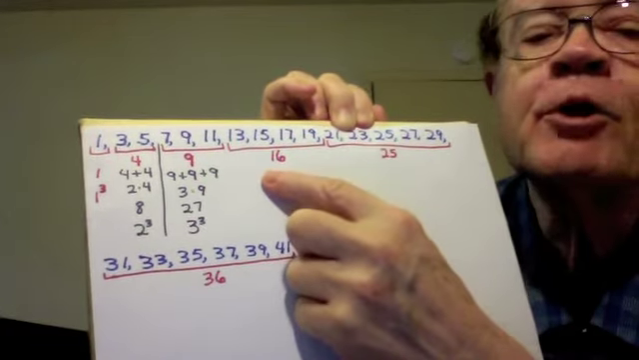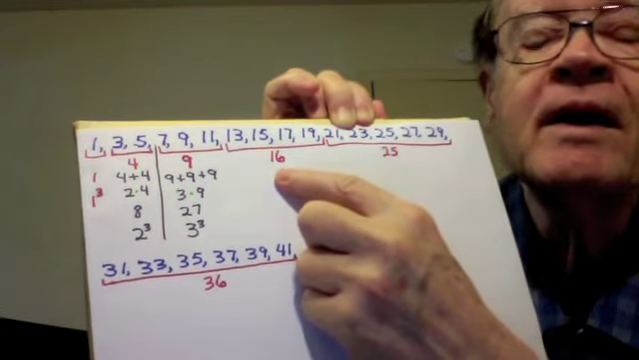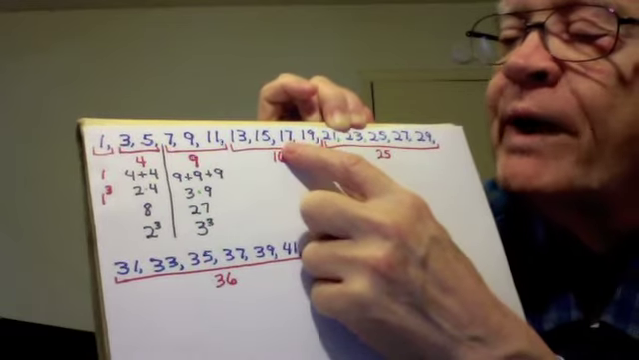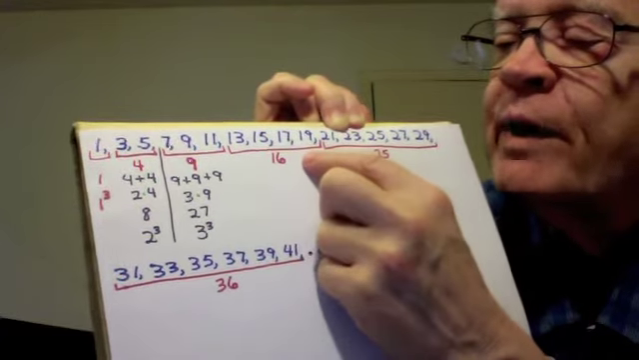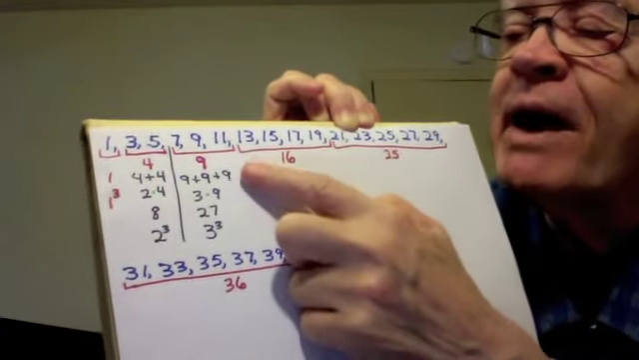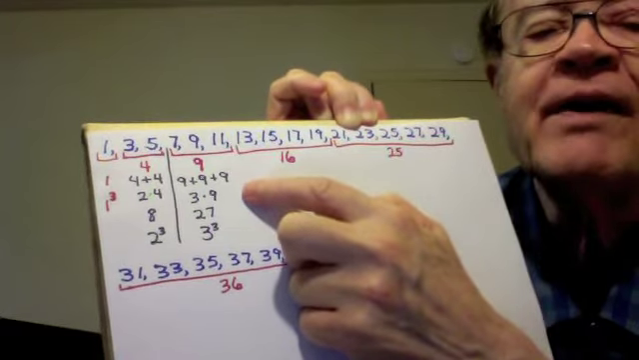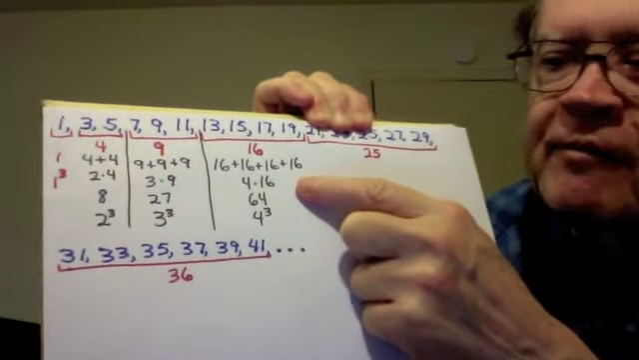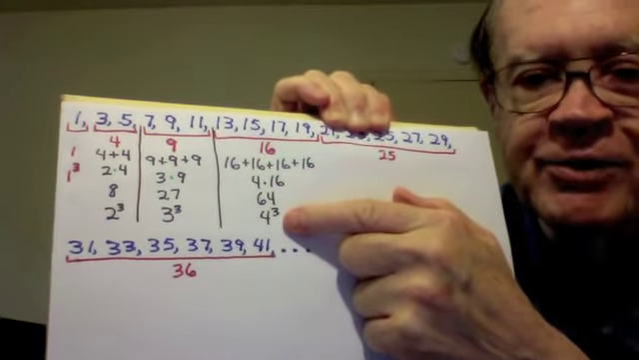Now we look at the next group consisting of 4 numbers. We've got this 16 in the middle. These might as well all be 16s for adding purposes. We can deduct 1 from the 17 and make up by adding 1 to the 15. We can deduct 3 from the 19 and make up for that by adding 3 to the 13. And then they're all 16s. That's 16 plus 16 plus 16 plus 16, which is 4 of them, 4 times 16, which is 64. Which is 4 to the third power.